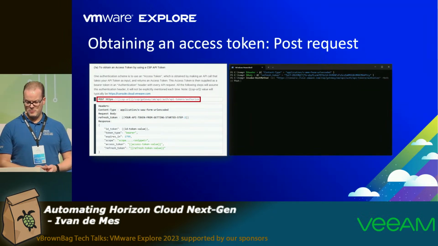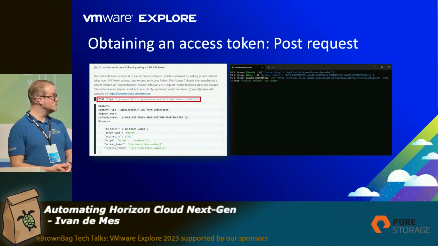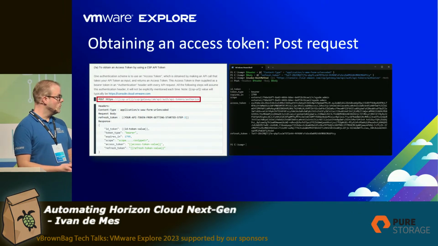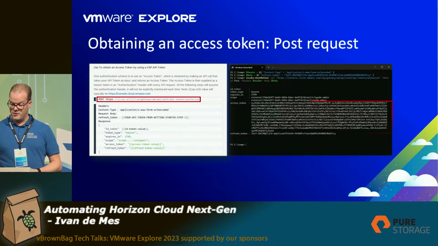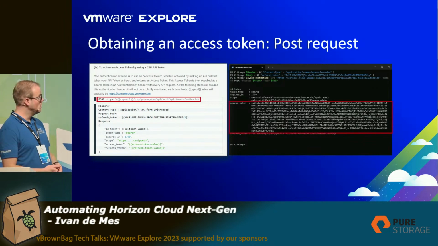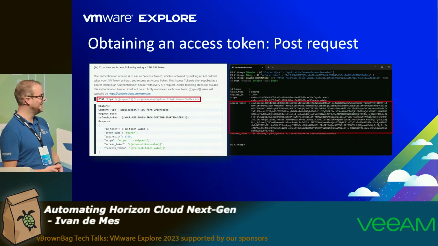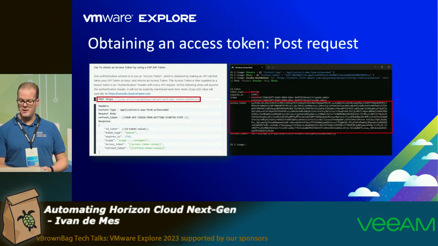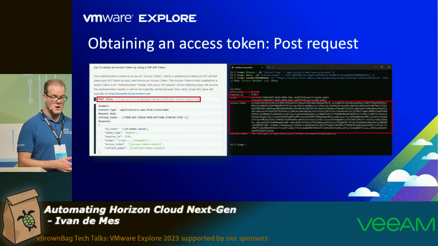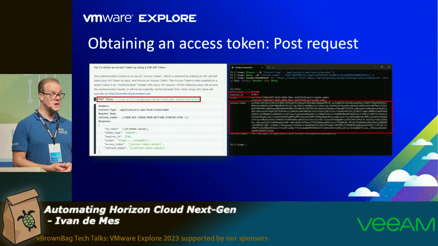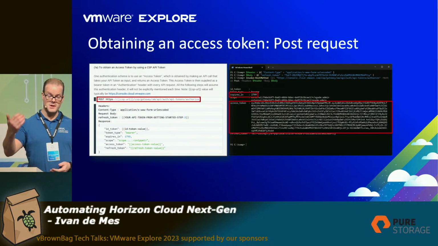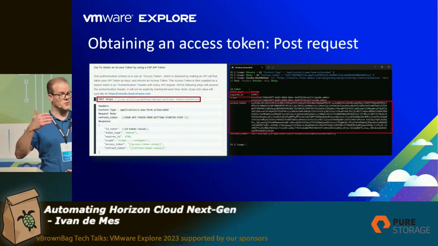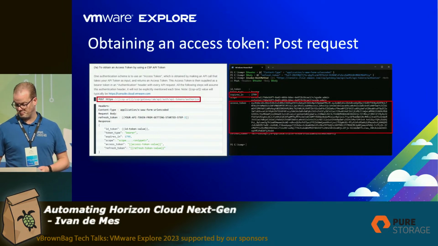And once we do that, we do the post command. We get our access token in return, which is this long string. You can also see that it has an expiration of about 1800 seconds, which is about 30 minutes. So once this access token has expired, you need to regenerate that access token again.